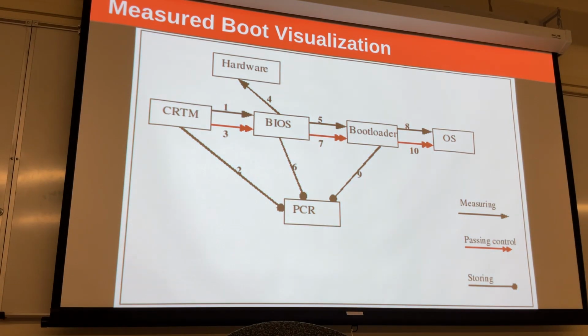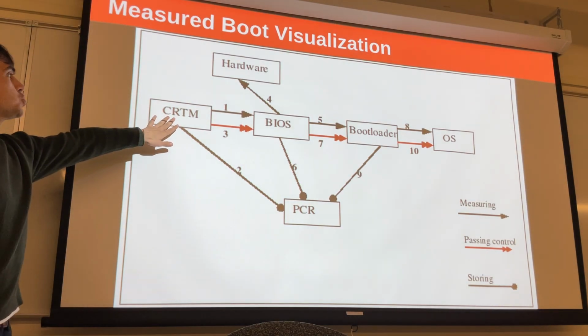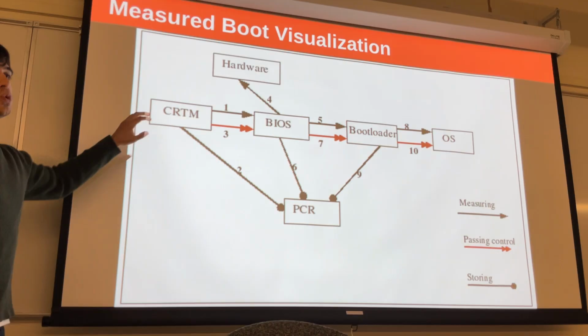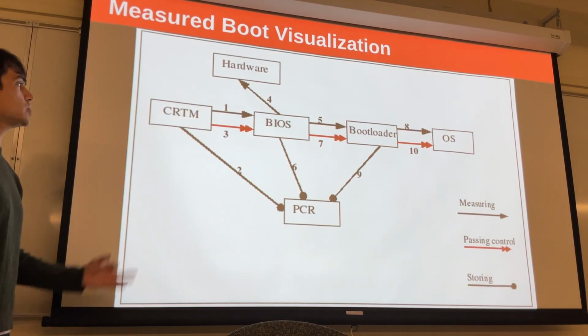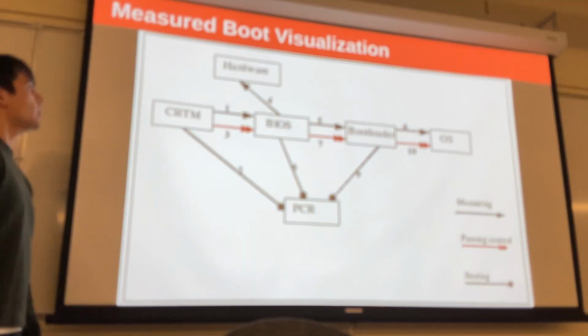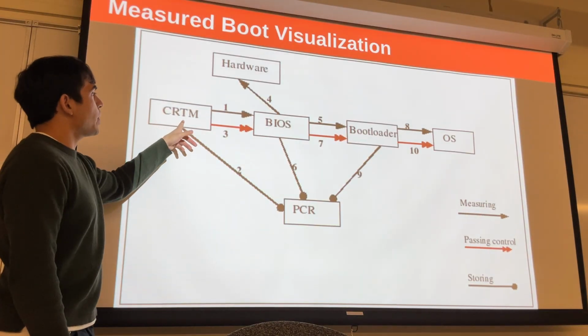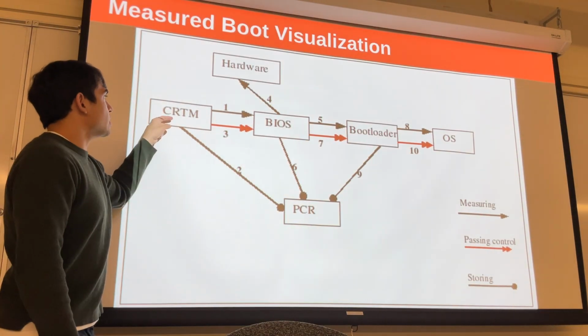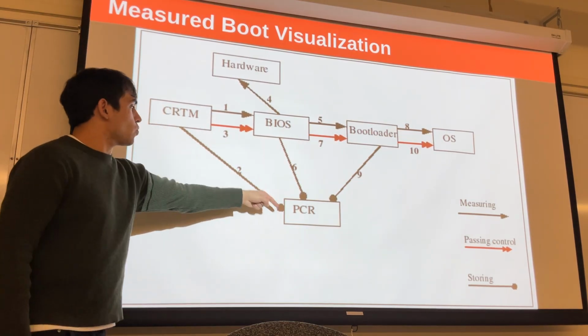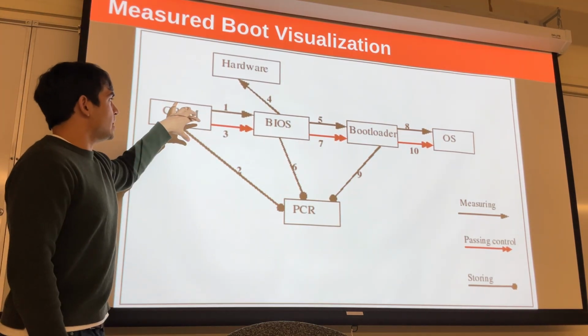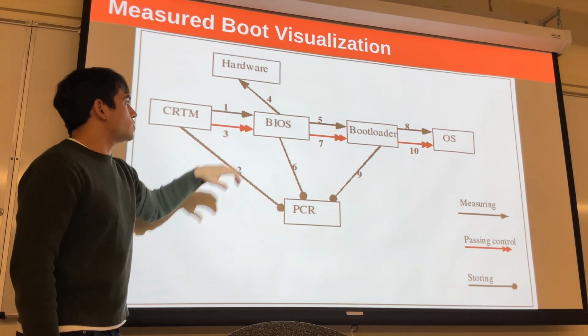Okay, so here's a graphic of what's actually happening here. We have the core root of trust module. This is the most trusted thing that we have on the system. We trust every time that it's going to do its job, which is go to the BIOS and start things up. Before this thing can pass control to the BIOS, first it's going to measure the BIOS, then it's going to store its own measurement, and then it's going to jump to the BIOS.